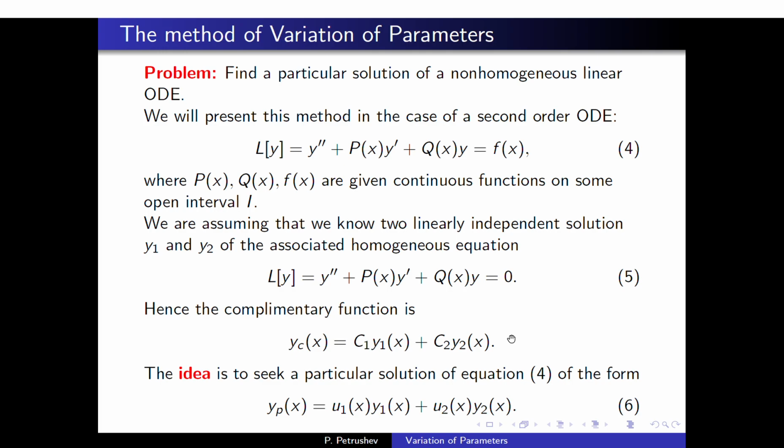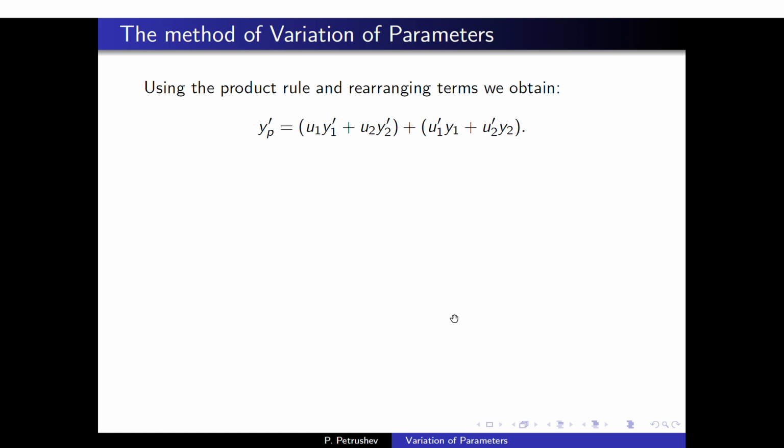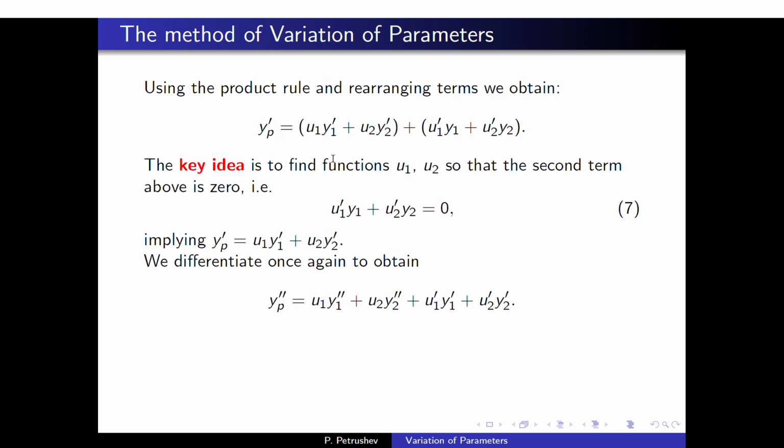And now the idea of the method of variation of parameters is to look for a particular solution of the non-homogeneous equation in this form. So the constant c1 in the complementary function is replaced by a function u1 of x, and the other constant is replaced by another function of x. Now, using the product rule, we can differentiate and find the first derivative of yp. Here is what we get. The terms here are slightly rearranged, but this is the first derivative of yp.